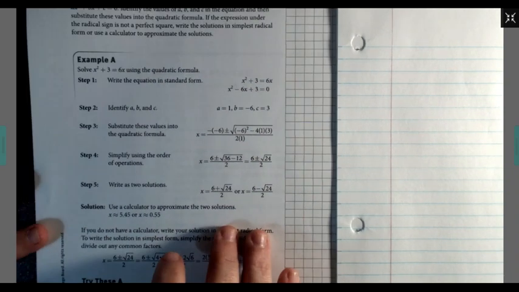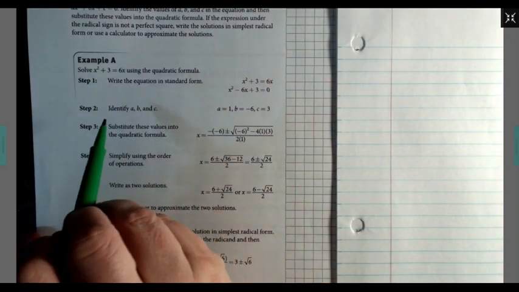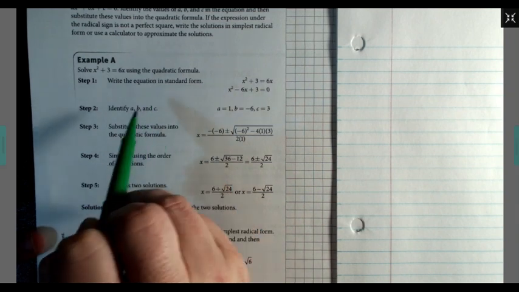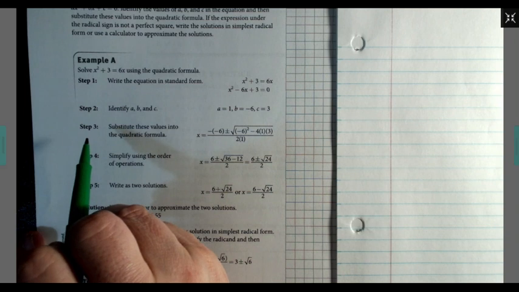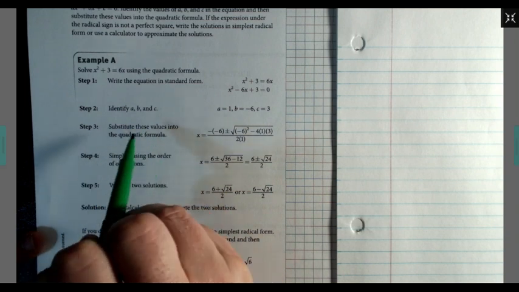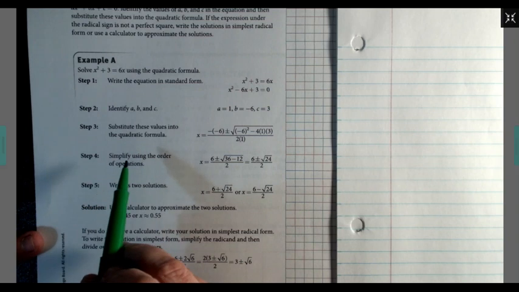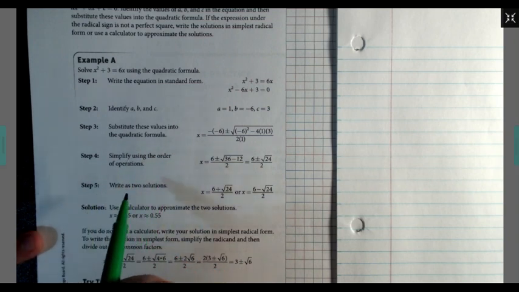So here they've given us an equation. This is the example they've worked for us. But it says step 1, write the equation in standard form. Step 2, identify a, b, and c. Step 3, substitute the values into the quadratic formula. Step 4, simplify using the order of operations. Step 5, write as two solutions.